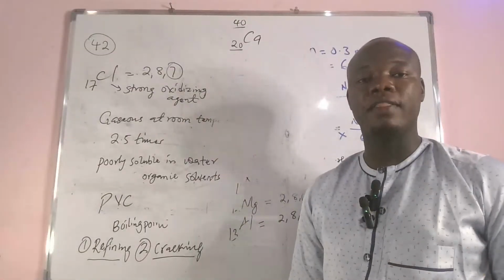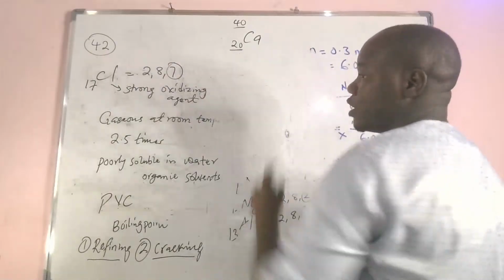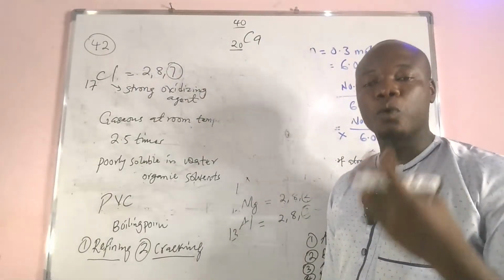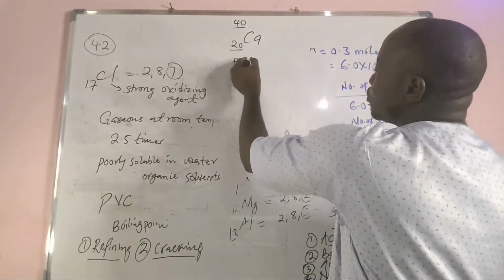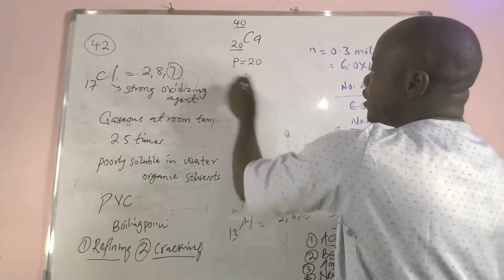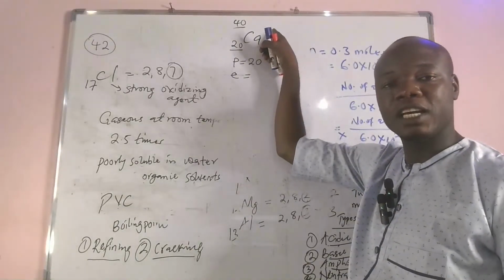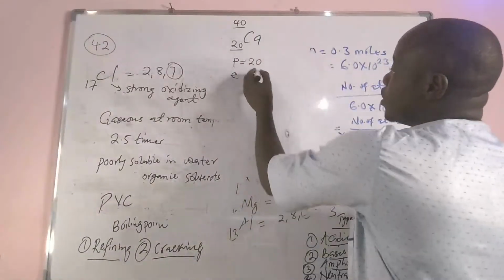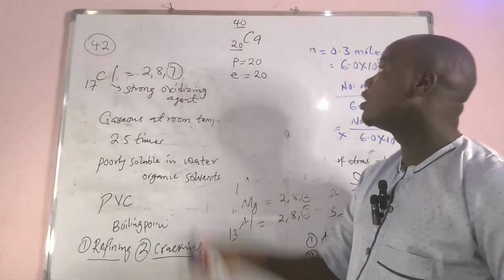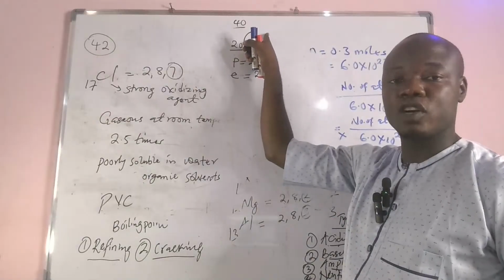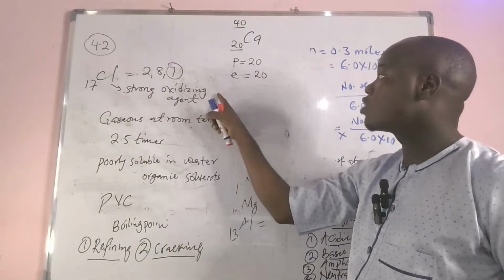And if you could remember, the atomic number and the proton number of an element are the same. So if the atomic number is 20, it means the proton is 20. And by looking at this element, it is neutral because there is no positive charge and no negative charge. So the number of protons and electrons are equal, which means the element is electrically neutral. So since calcium is neutral, the proton is 20 and the electron is 20.